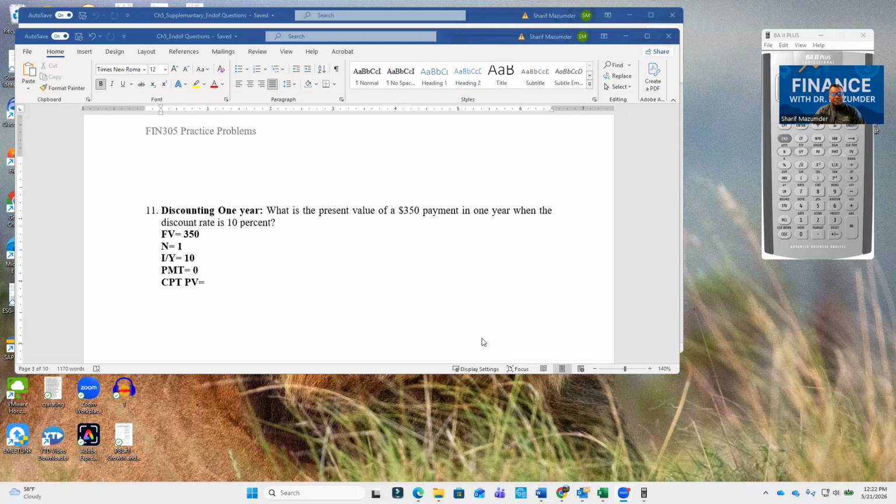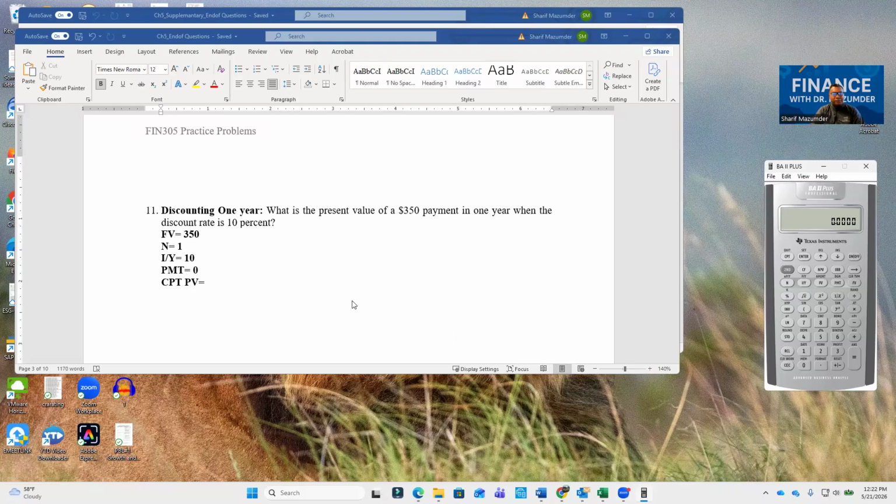On this screen, I have opened a worksheet that I already typed in. In question number 11, it is asking: what is the present value of $350 that will come in 1 year when the discount rate is 10%? This is the calculator, Texas Instruments BA II Plus.